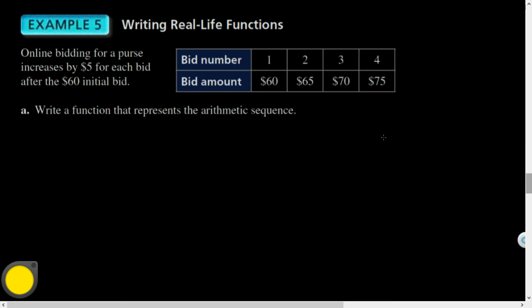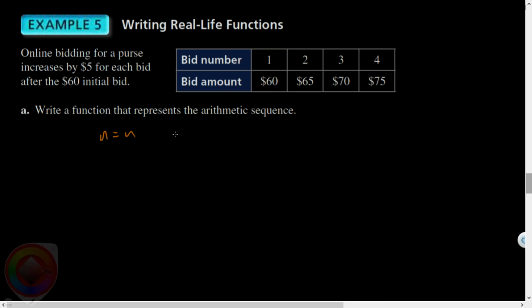All right, online bidding for a purse increases by $5 for each bid after the $60 initial bid. Write a function that represents the arithmetic sequence. Okay, so in this case, I'm going to write an equation for a sub n and leave it in terms of n. So n equals n for us, all right?